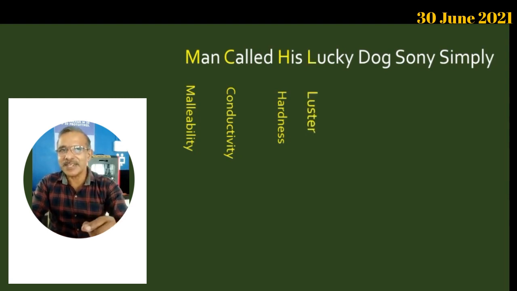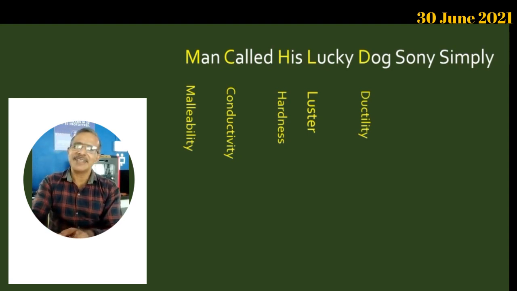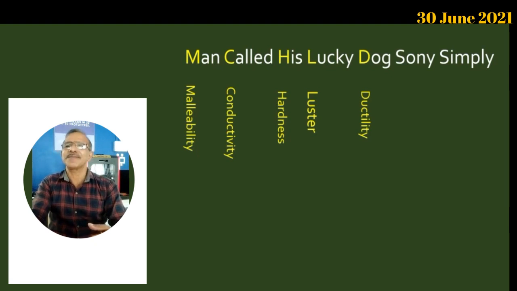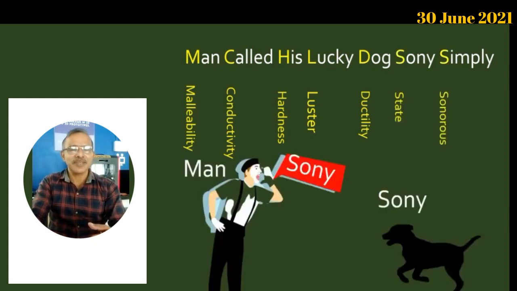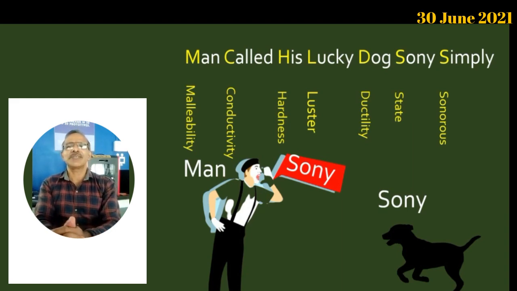Now L stands for luster, shining ability. D stands for ductility, ability to draw wires from the metal. And there are two S. One S can be taken for state. Is it a solid or a liquid? Right? And the second S is that property which will give a ringing sound. Metals, when you start hammering with another metal, give a ringing sound like a bell. Right? And that is what man called his lucky dog Sony simply.